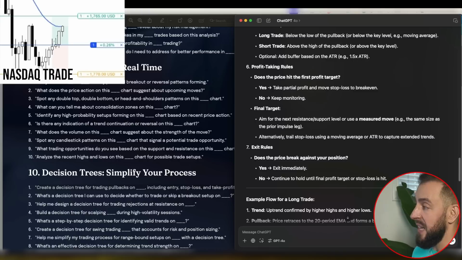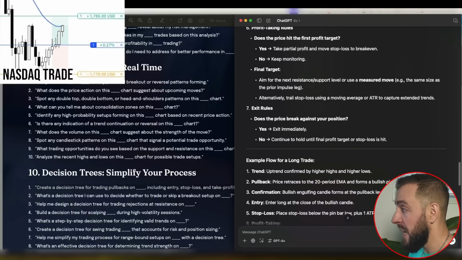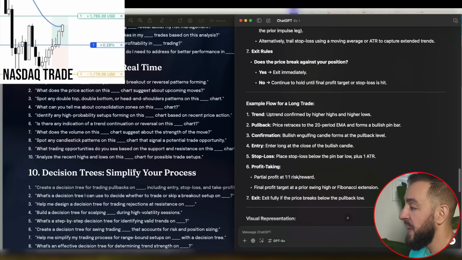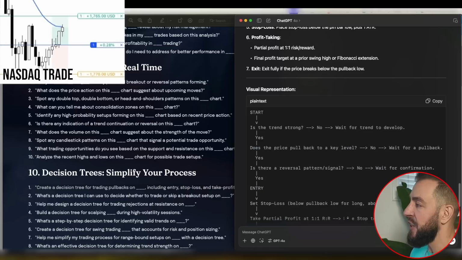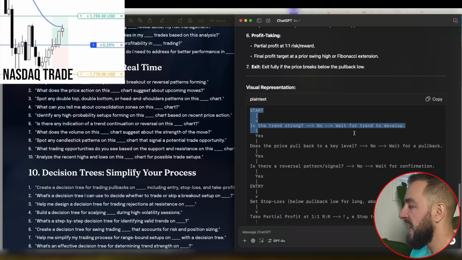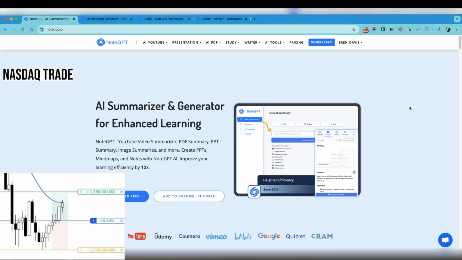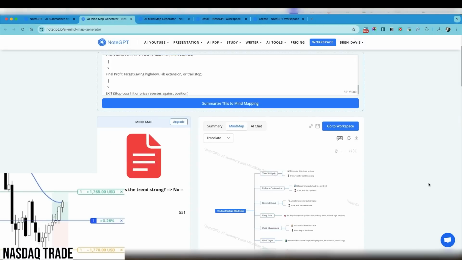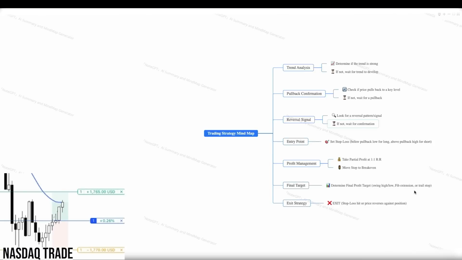And then it gives you an example flow here for a long trade, which is what this could potentially look like. And then check this out. It gives you a visual representation when it's designed visually. Start here, if yes, no, and you can actually take this and use another AI tool. This is notegpt.io. Just click AI tools and then AI mind map generator, paste it in, and it'll create this cool looking mind map in just a few seconds.